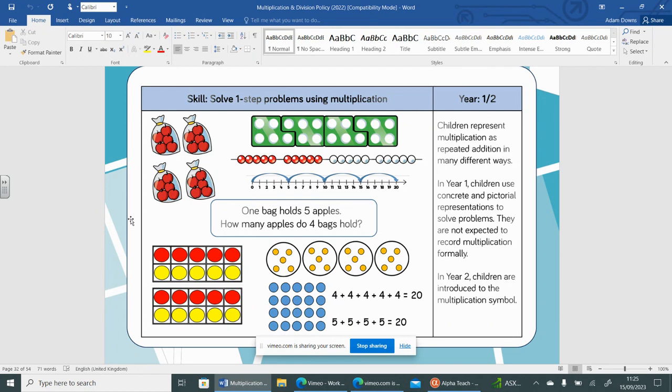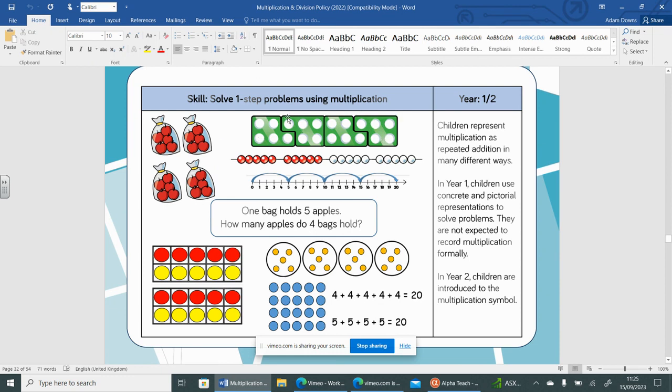So we start looking at multiplication in year 1 and year 2. And we're looking at one-step problems using multiplication. Now, at this stage, we're looking at multiplication in terms of repeated addition. So if I've got one question, one bag holds 5 apples. How many apples do 4 bags hold? That is a calculation of 5 multiplied by 4, but we'd be able to do it as I've got 5, another 5, another 5, and another 5. If I add them all up, what would I get? And I would get 20.